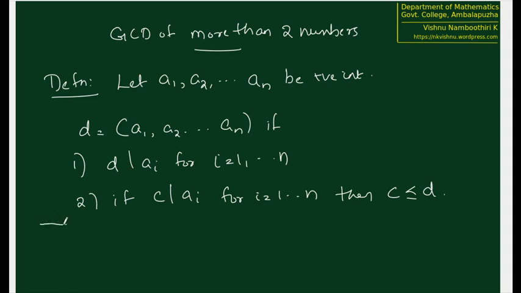So in the practical sense, how do we find the GCD? Let us see one example. Find the GCD of 12, 8, 28. As in the case of the GCD of two integers, here also we have to find the set of all divisors of all these numbers. So what are the divisors of 12? 1, 2, 3, 4, 6, and 12. What are the divisors of 8?